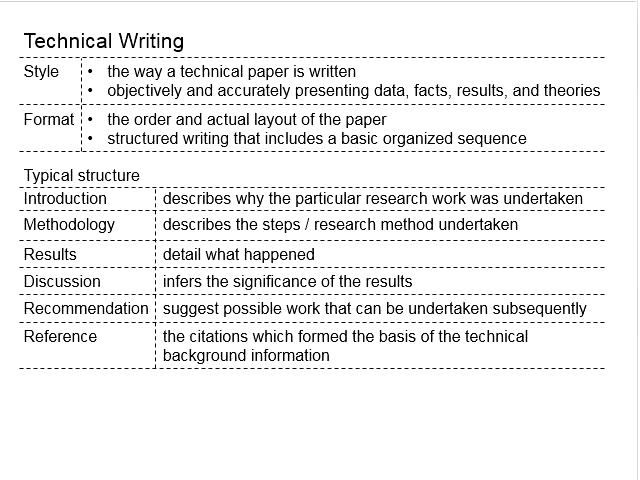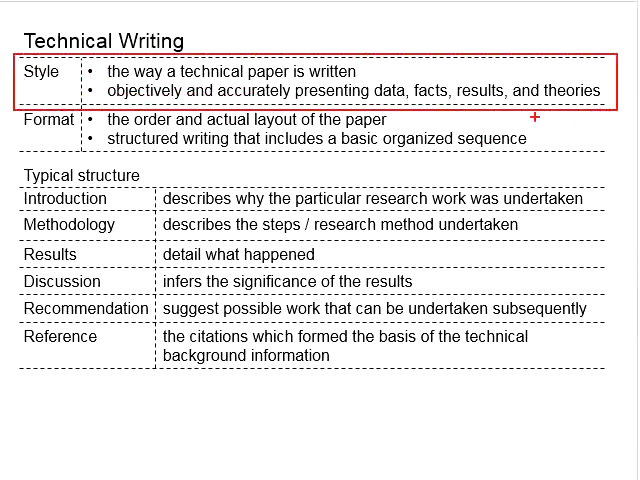Next, let us look at the differences between the writing style and the writing format. The writing style represents the way that the technical paper is written, objectively and accurately presenting data, facts, results, and theories. As for the format, it normally refers to the order and actual layout of the paper. For example, structured writing that includes a basic organized sequence.